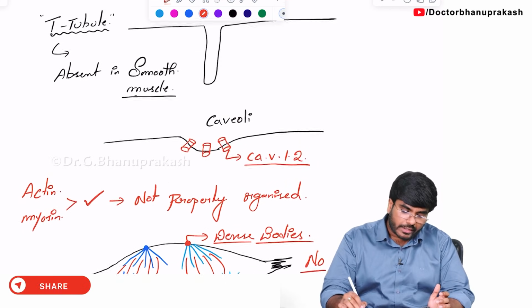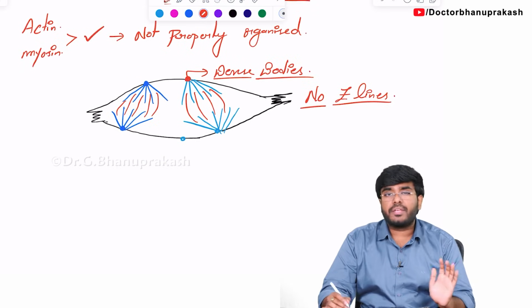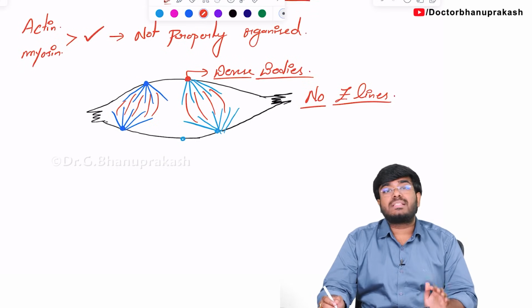So tell me, what is not there? First of all, T-tubule is not there. Actin and myosin are present but not properly organized, and no Z lines are there.